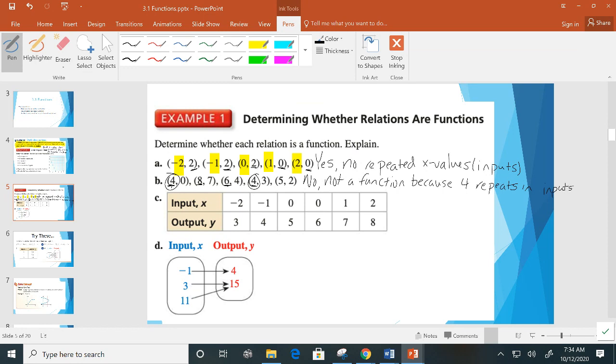Okay? Let's look at our next example. Once again, the first examples they showed as ordered pairs. Now they're showing as a table. Okay? If we look at this table here, once again, we can see that we have repeated x values here. So once again, no, this is not a function because 0 repeats in the x's.